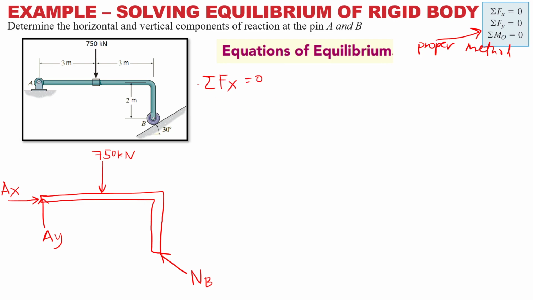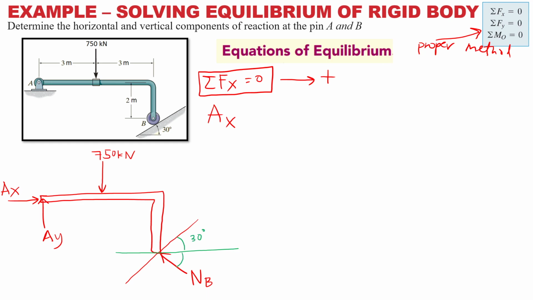Summation Fx is equal to 0. Look at all the x components. To the right is positive. So you've got AX. Normal B, how is normal B? Normal B is like this. I should draw using different colors. So this is the ground. This is 30 degrees. This is 60 degrees. So how? It's easy, right? I should draw in a different color, probably black or blue.